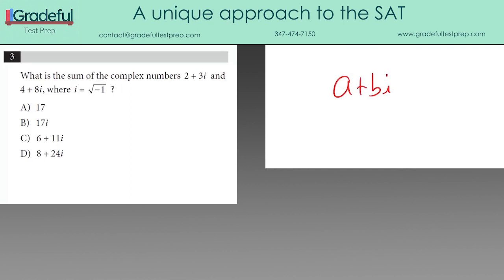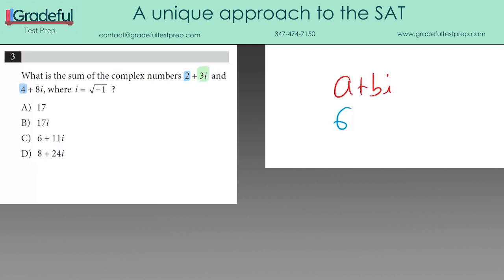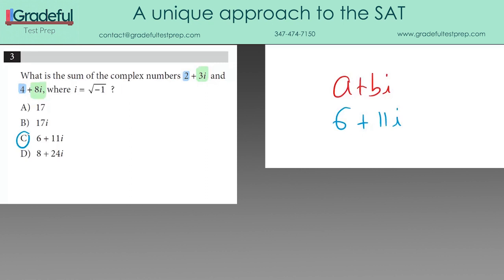So if we're looking for the sum, we're going to take the 2 and 4 and combine those together, and that'll give us 6. And we can also take the 3i and 8i and combine those two together, and we'll get 11i. Therefore, the answer for number 3 is C, 6 plus 11i.